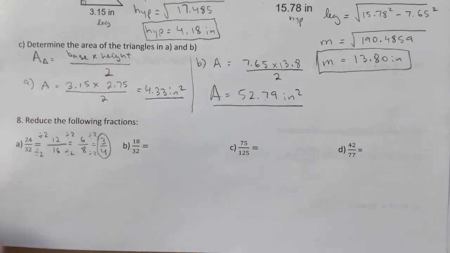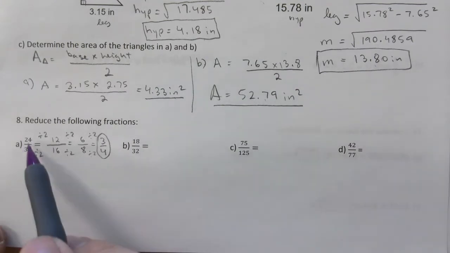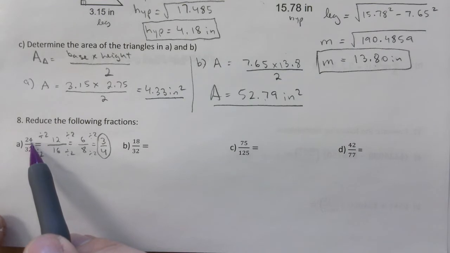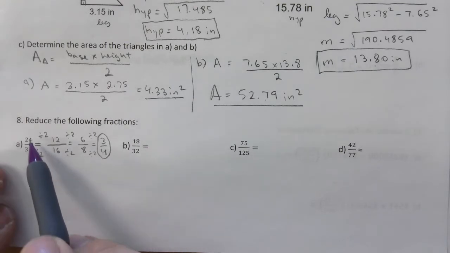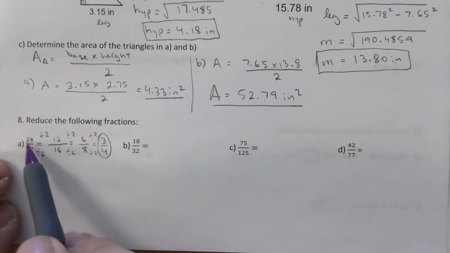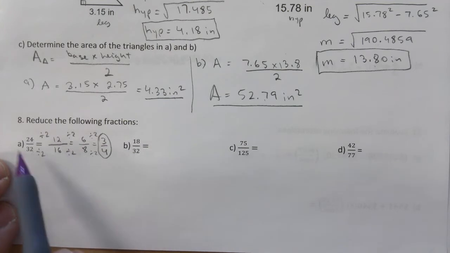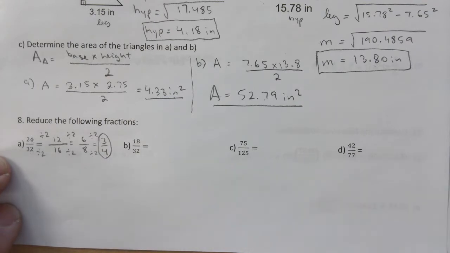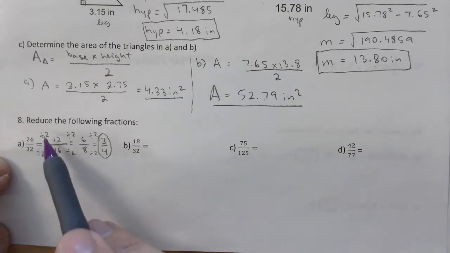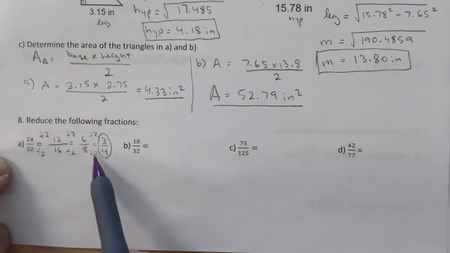Some of you are like, well, Mr. Dirksen, I saw that 6 went into both of them right away. 6 goes in there 4 times, right? Oh, wait a minute. Never mind. 6 isn't it. But 8 goes into both of them. 8 goes into 24 3 times. 8 goes into 32 4 times, and then you would have been done. Yes, that's fine. It doesn't matter how you get there as long as you make sure you divide both of them by the same number.